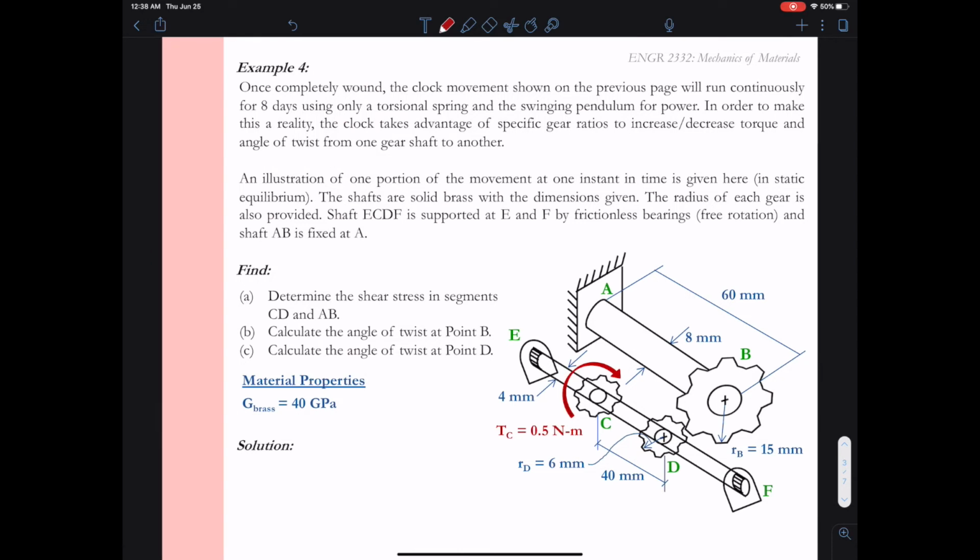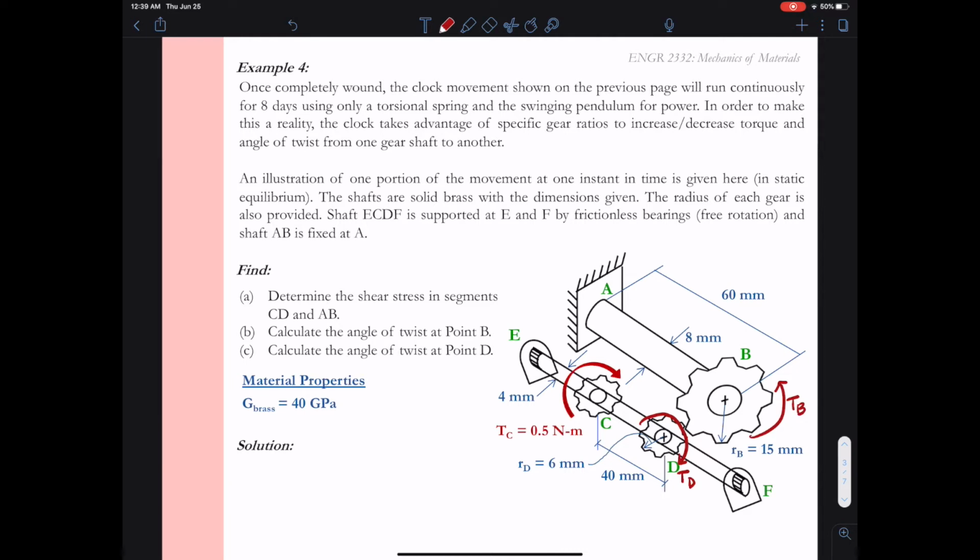Here we go. You can go ahead and read through the problem statement. I just reiterate some of the things about the clock movement, but I've taken one segment of the clock and illustrated it here. So we see that there's some sort of torque applied to the gear at C that's causing rod ECDF to start spinning. That will cause gear D to spin, which will lock into gear B. Gear B will try to rotate, but then it'll lock in because it's fixed at point A. So hopefully you see that happening. E and F are just frictionless bearings that are just holding the rod up, so it's not just suspended in mid-space.